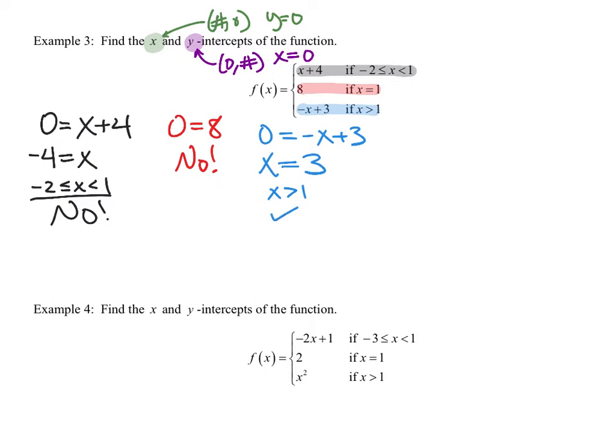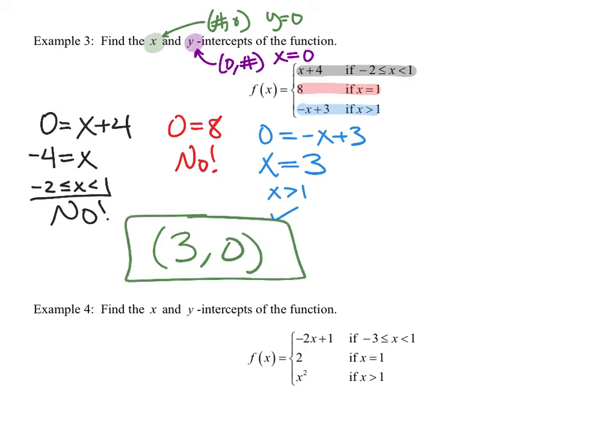Absolutely, that one checks out. So we know we have an x-intercept at the coordinate point 3, 0. Now, your piecewise function may have more than one x-intercept, so don't just stop when you found one and say I've found my x-intercept, because you might have more than one x-intercept.